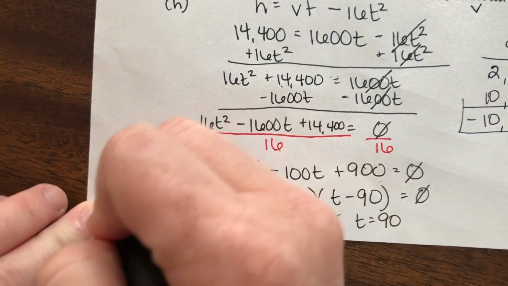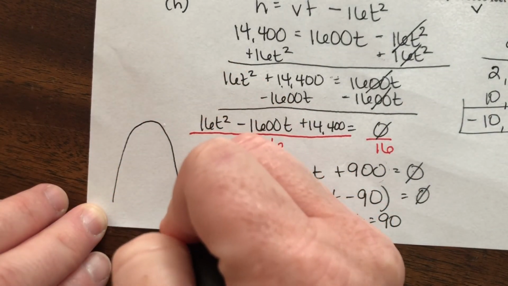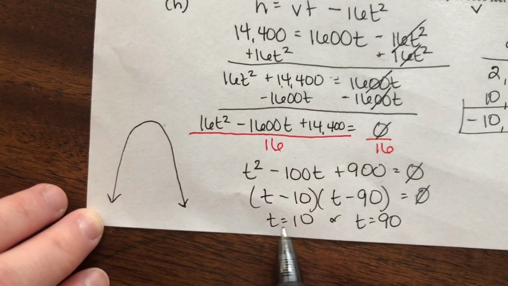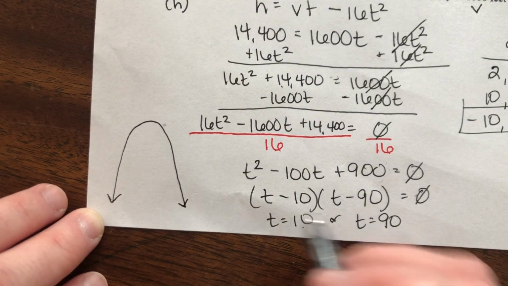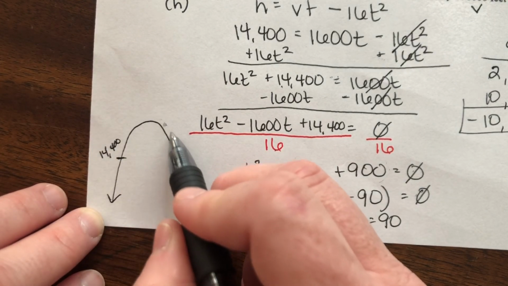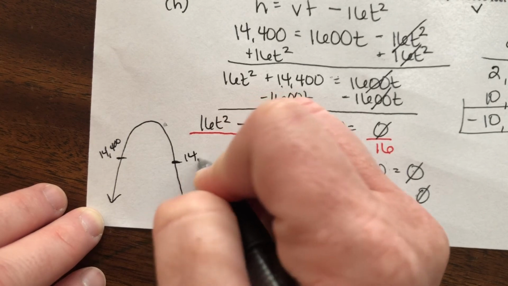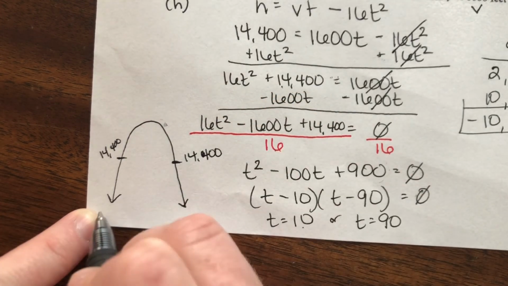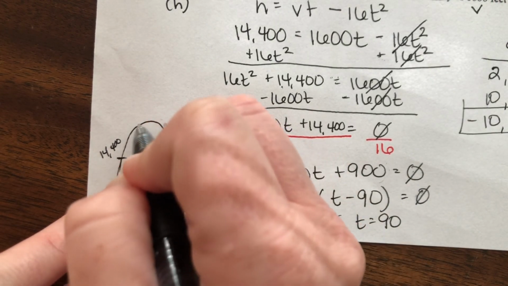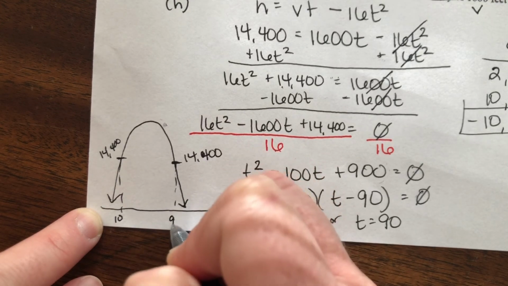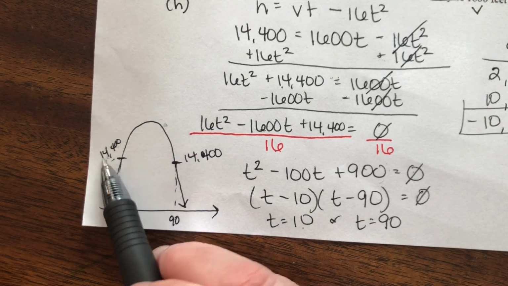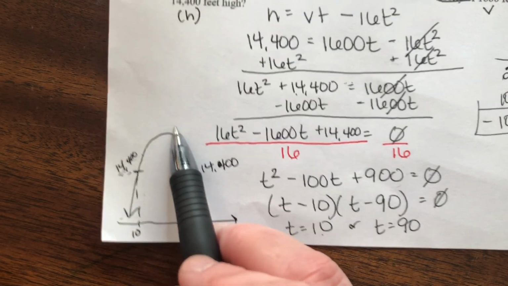Remember, when a rocket launches, it goes up and then it comes back down, right? That's just the nature of anything with gravity. So when will it be at that height? It'll be at that height after 10 seconds and after 90 seconds. So like around here, 14,400. Then it keeps going up and then it comes back down, 14,400. So if we're thinking about time this way, this is about 10 seconds. And then it keeps going, comes back down after about 90 seconds. Does that kind of make sense? So the rocket will be at that height after 10 seconds, and then again after 90 seconds.